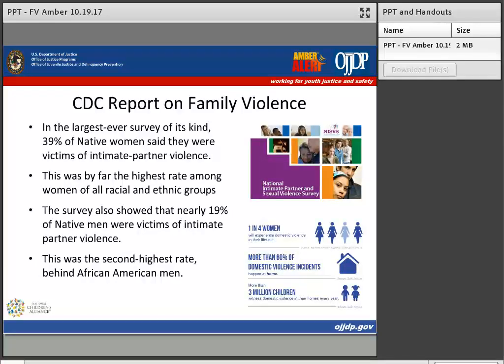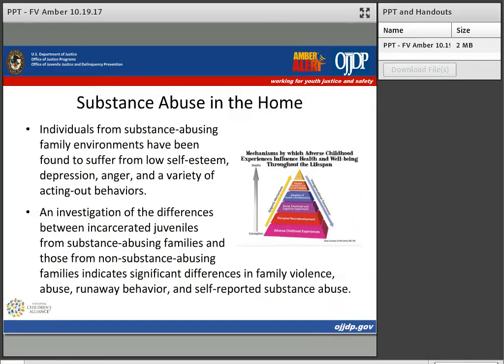to be working with. In one CDC report, which was the largest that had ever been conducted, 39% of Native women said they were victims of intimate partner violence. Telling is also the fact that almost 20% of Native men were victims of intimate partner violence, all of which leads to this accumulation of trauma in the community.